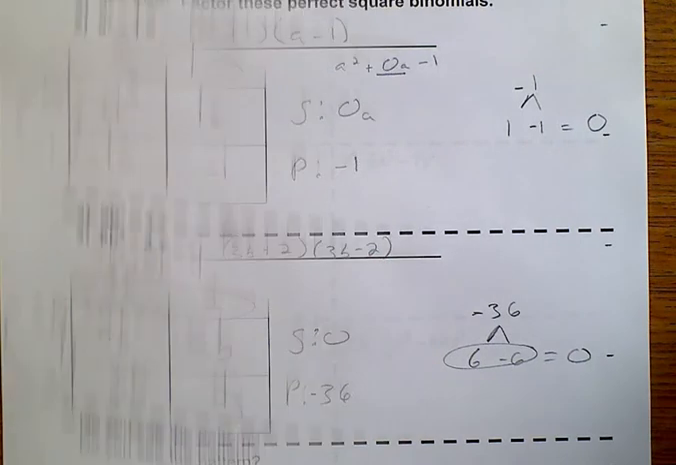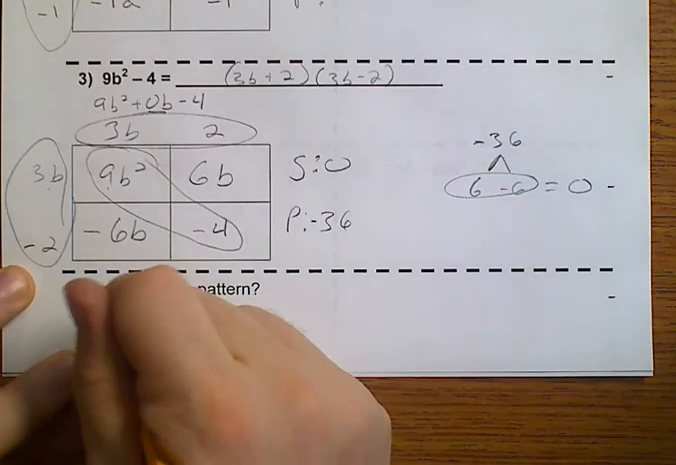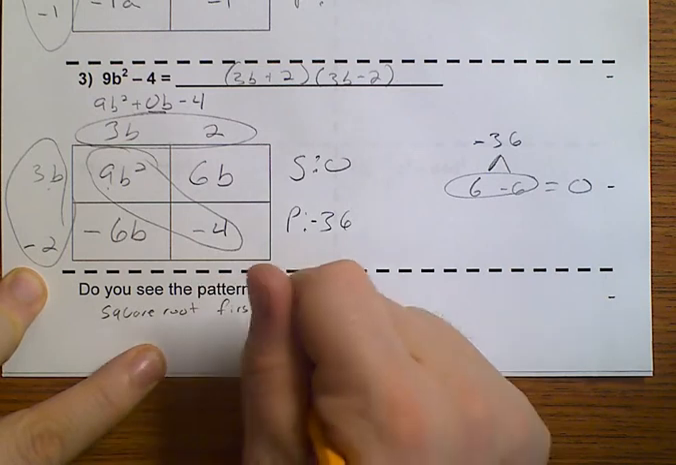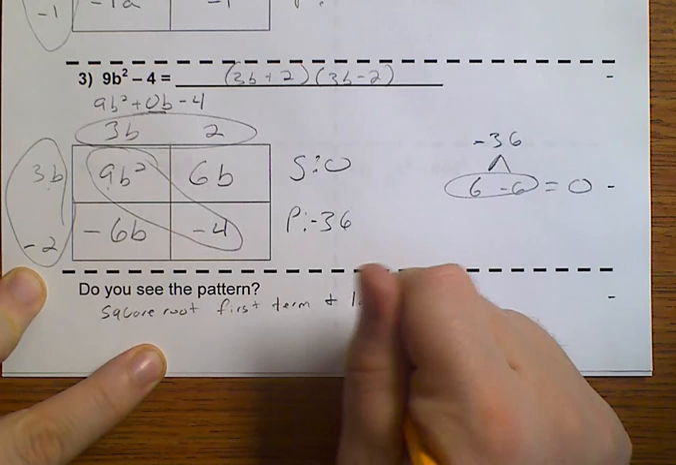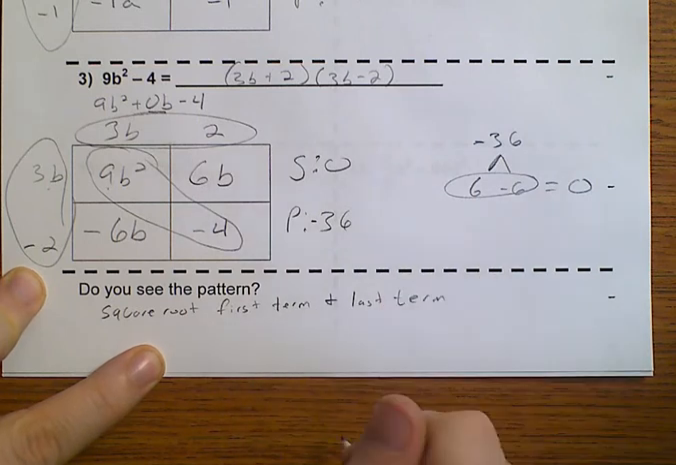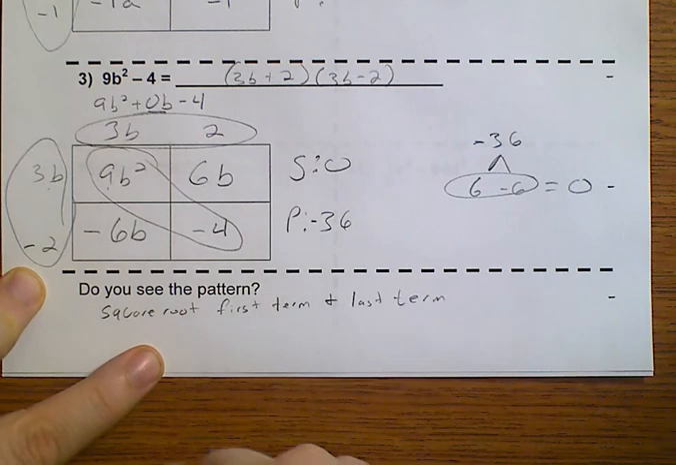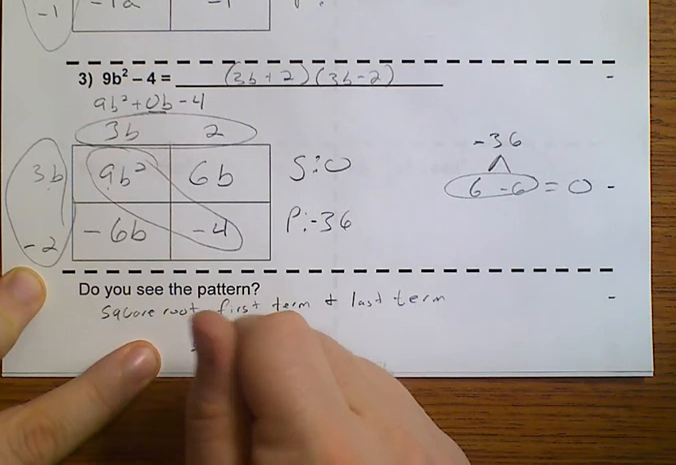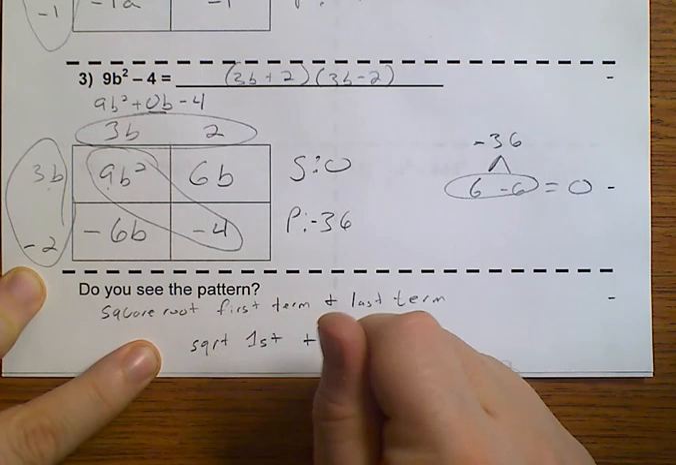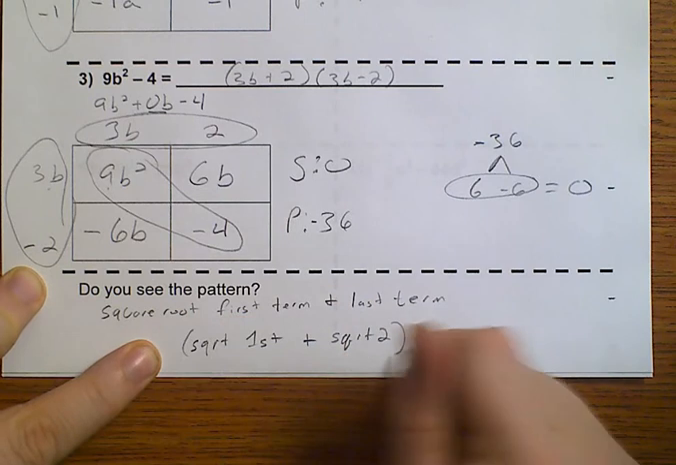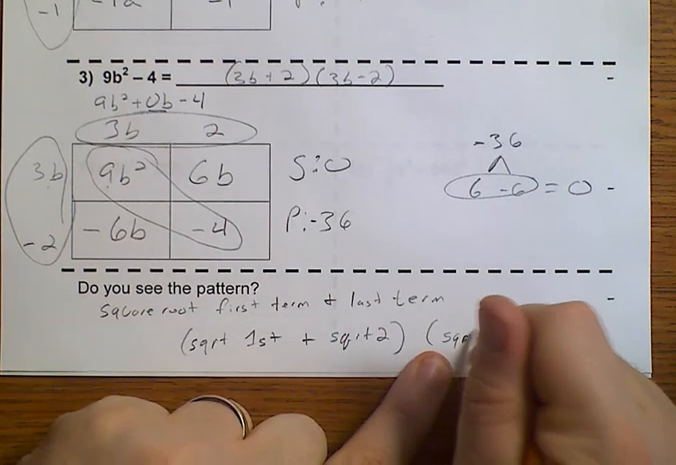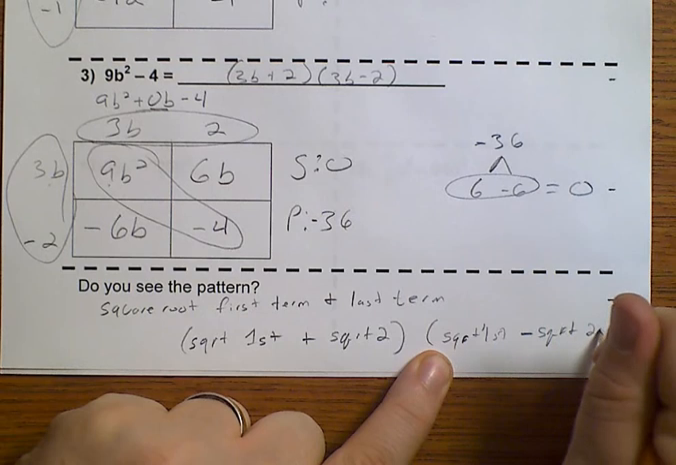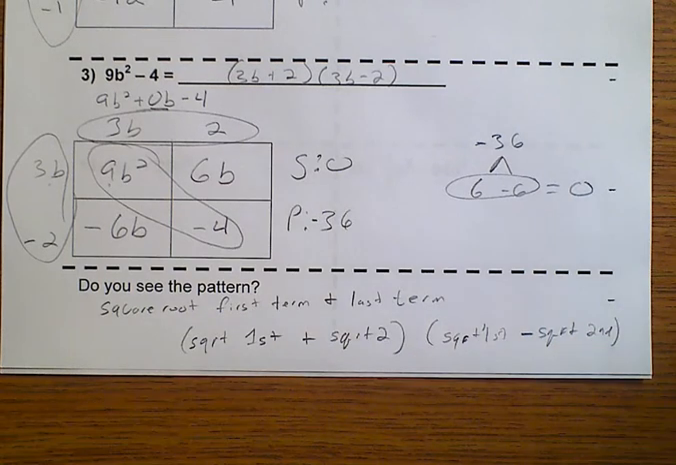So our pattern is that we take the square root of the first term and the last term, then it's the square root of the first plus the square root of the second, and then the square root of the first minus the square root of the second. Let's go ahead and put this into action.